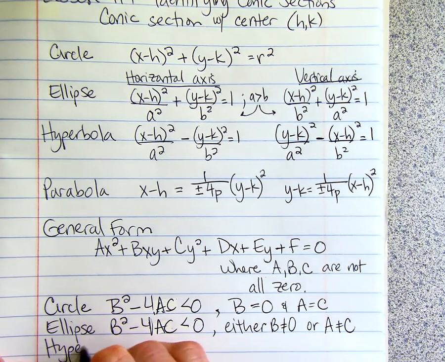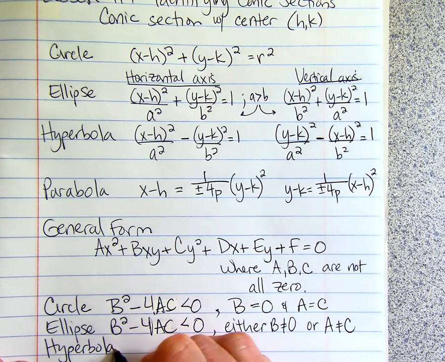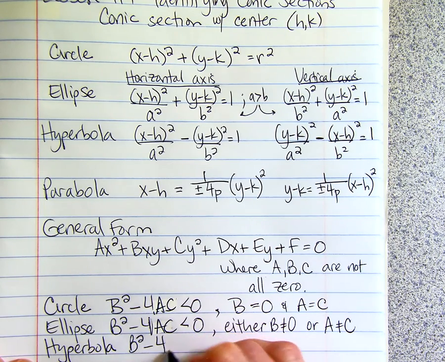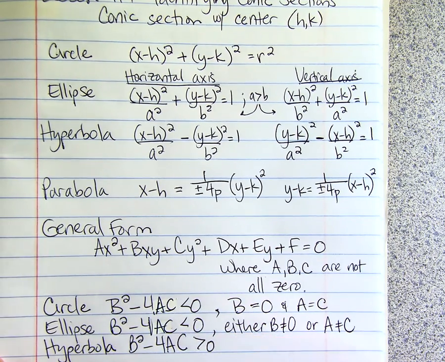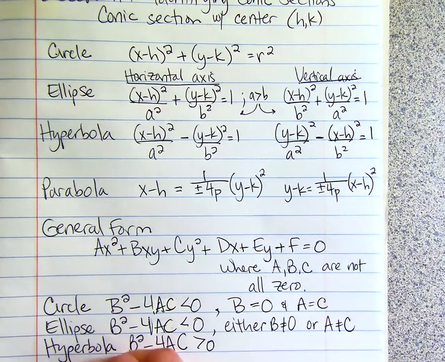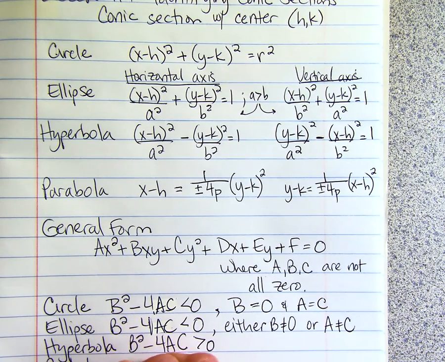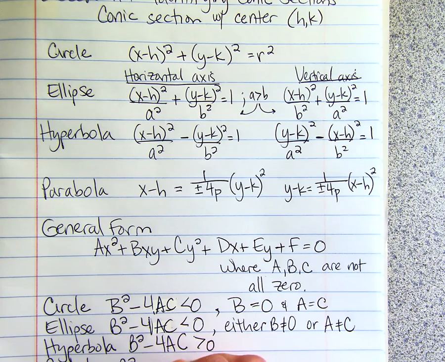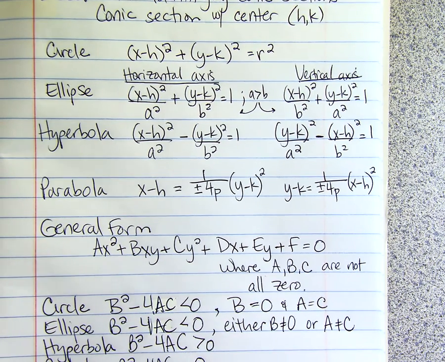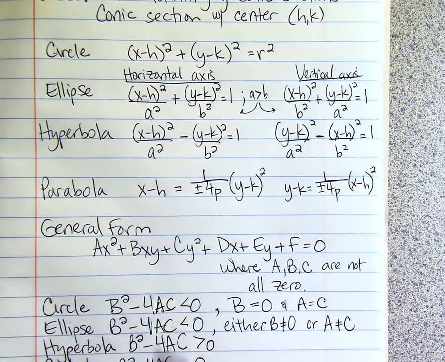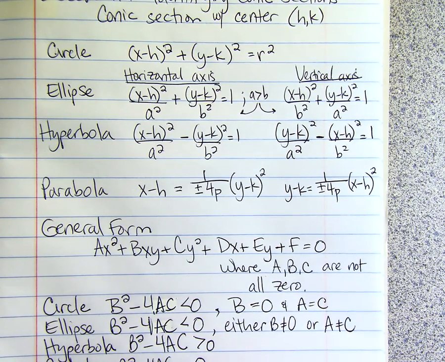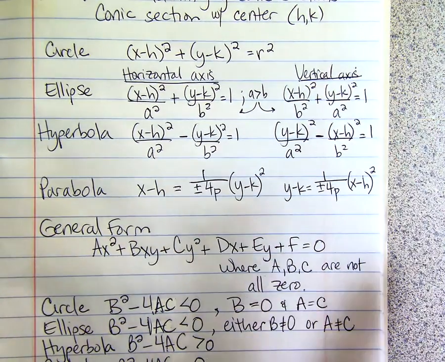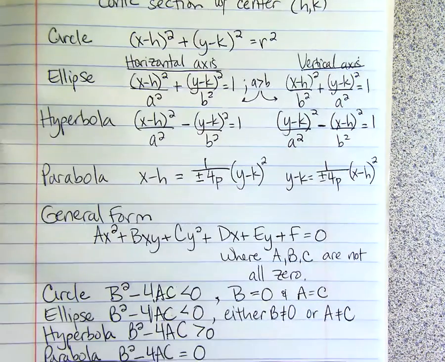In a hyperbola, B squared minus 4AC will be greater than 0, and in a parabola, B squared minus 4AC will equal 0. So I want to give you an example of a problem you might have. This is kind of like your bank, a bank of knowledge.